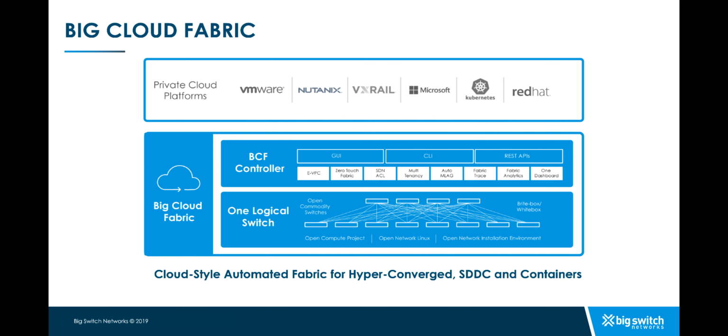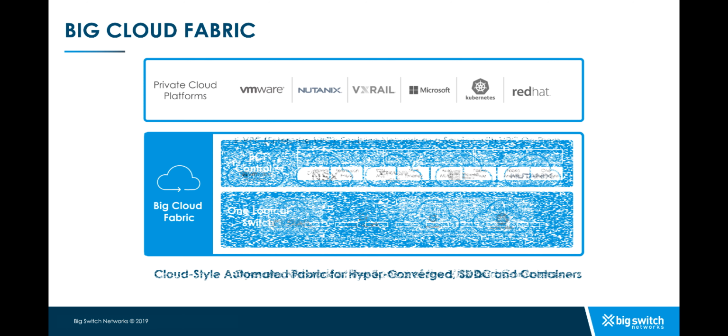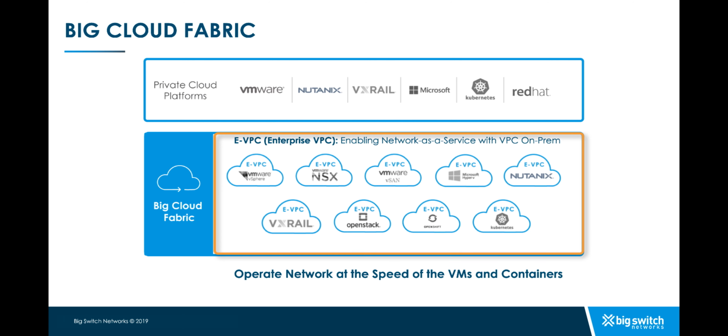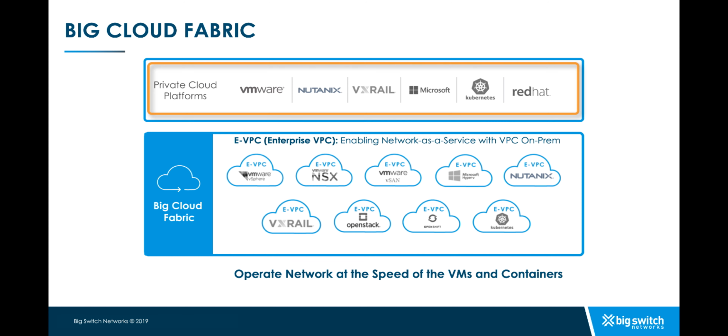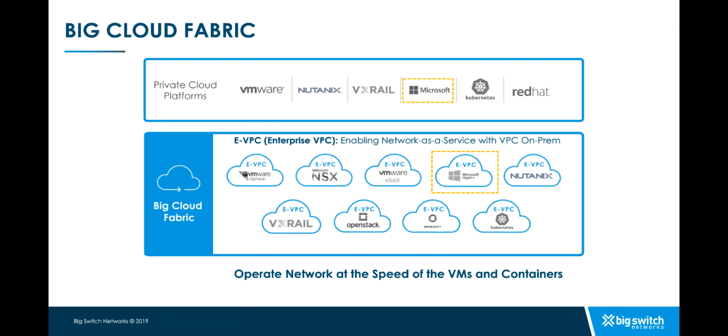So, what makes BCF different? BCF is an automated leaf-spine fabric built with open networking switches and acts as a single logical switch controlled by the BCF controller. BCF follows cloud networking design principles and leverages AWS Virtual Private Cloud or VPC and Azure VNet-like constructs on-prem to deliver cloud network as a service operational model. BCF automates networking for multiple private cloud platforms and enables the network to operate at the speed of VMs and containers. In this video, we will specifically focus on the integration with Microsoft's Hyper-V.